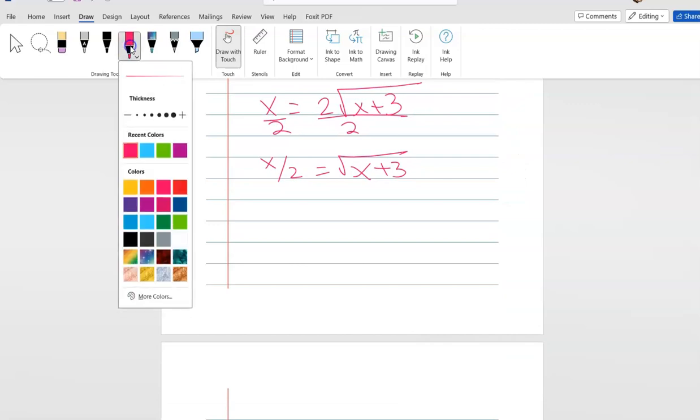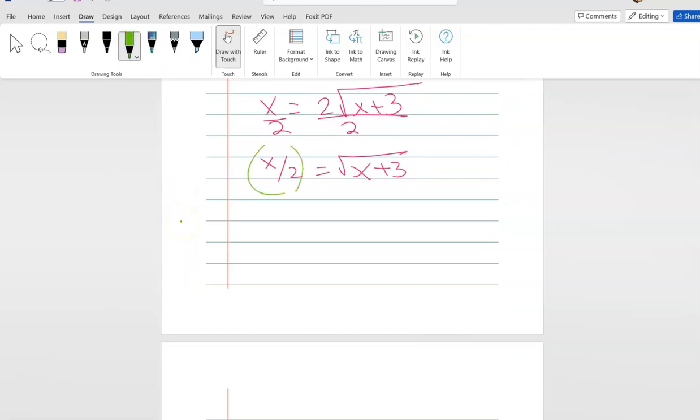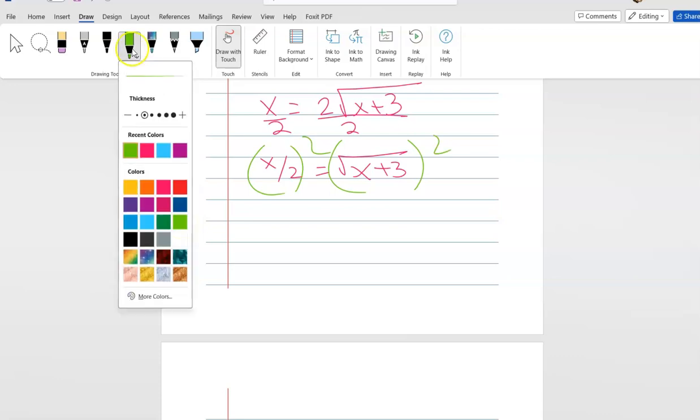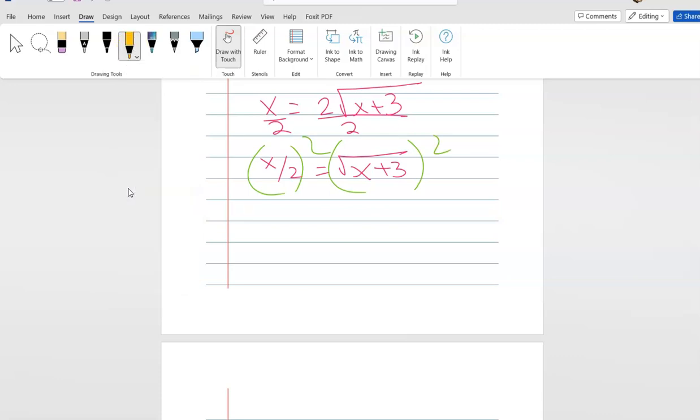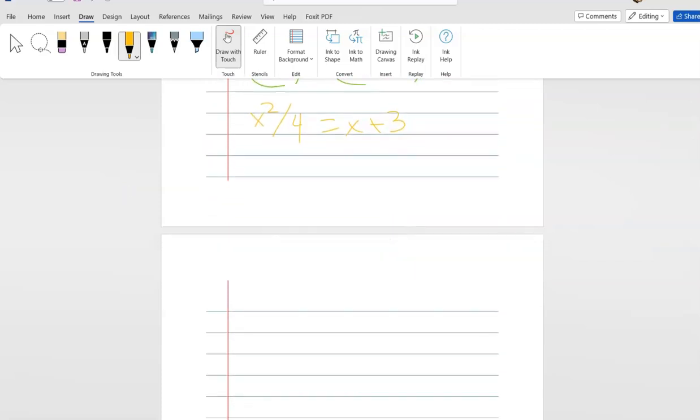Okay, now that I've isolated it again, I'm going to square both sides. So now over here I'm left with x squared divided by 4, because I have to square both pieces. Over here, x plus 3. Okay, now what do I have here? What I should realize right here is I have a quadratic. That means, cool, I can use the quadratic equation, or I can factor. I have a quadratic, so I'm going to attack it that way.